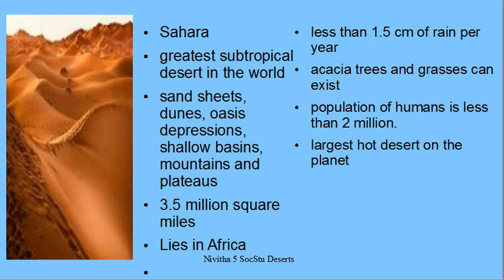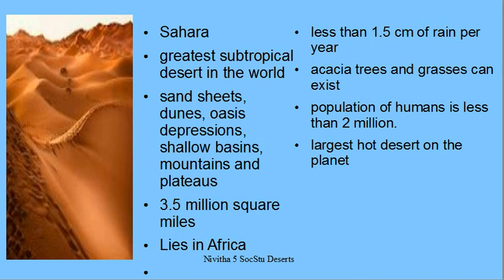You can see in Sahara Desert, sand sheets, sand dunes, oases, mountains, plateaus, everything. So you have a mountain in Sahara Desert. You have a plateau. You have a shallow basin. You also have sand sheet and sand dunes. It's the largest desert because it covers almost 3.5 million square miles.